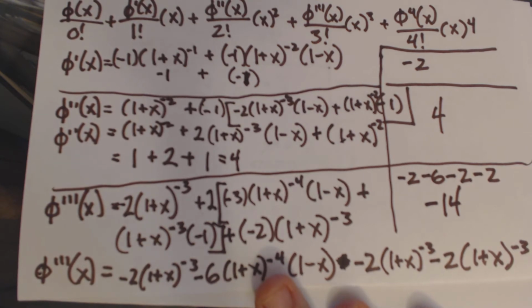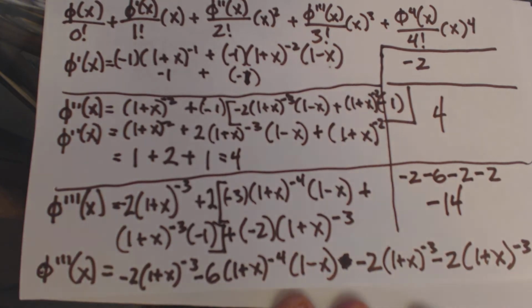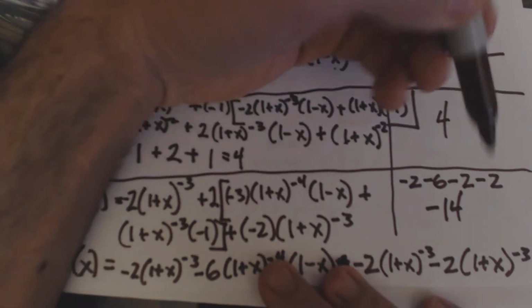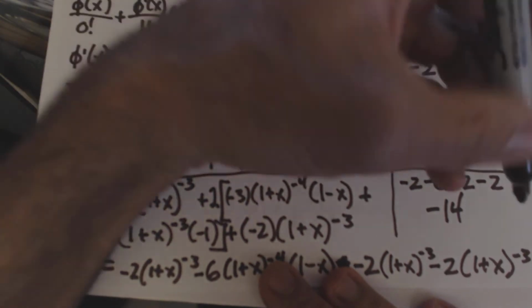For the third derivative. Did I do something wrong? 6, I did 6 and 2. So this is minus 12. Sorry.